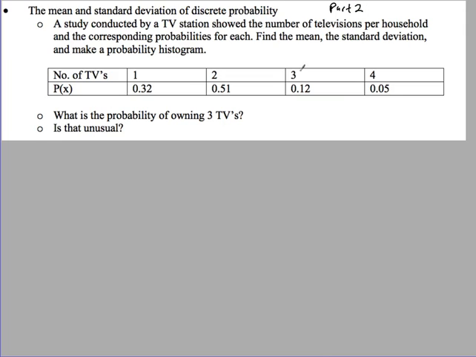Okay, so let's get started. This is a discrete probability. We call these probability tables sometimes. Discrete probability. These are random variables and these are the probabilities of the random variables.